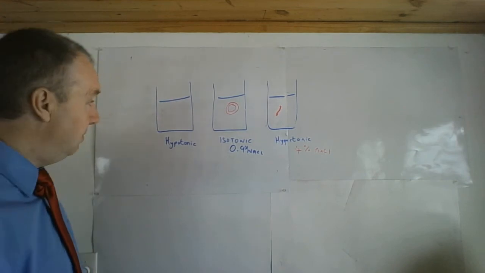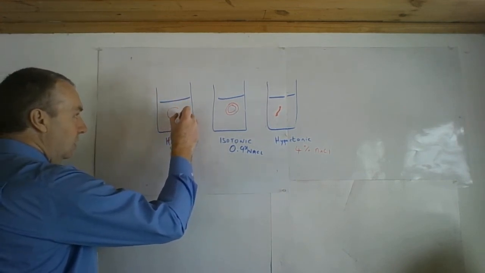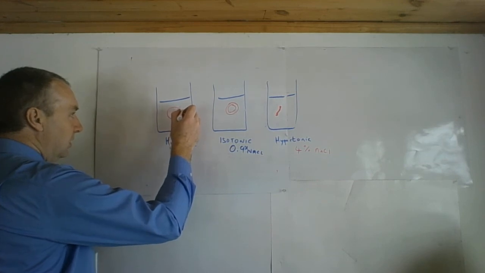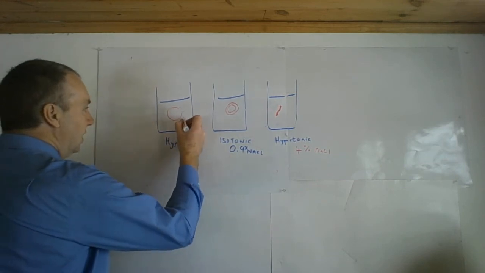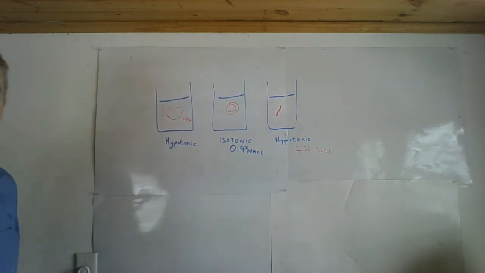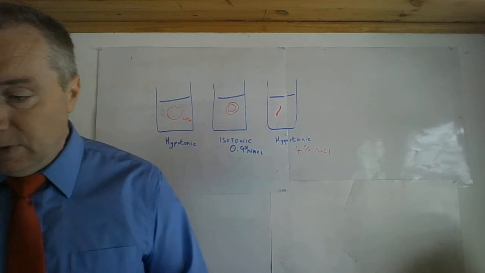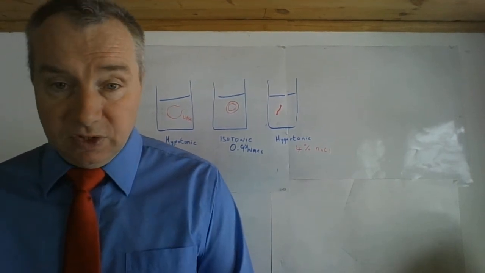Next, we'll talk about hypotonic, and what we'll see is the cell will swell and swell and swell until eventually it just bursts. And that's called lysing, or bursting of the cell. So that's the effect on living cells of those types of solutions.